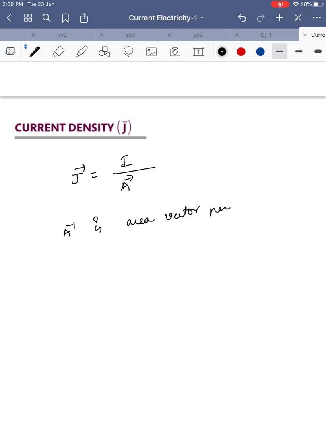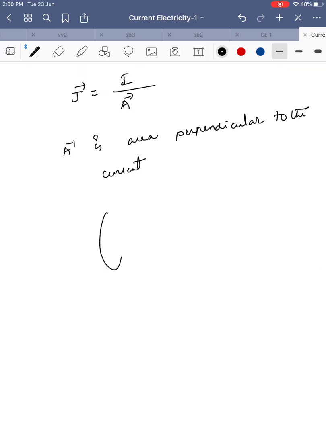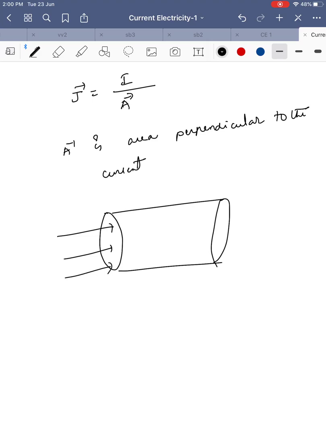The area vector is parallel to the current flow, where A bar is the area perpendicular to the current. Say this is the surface, and the current is passing in this direction. We should consider the area. If this radius is r, the area will be pi r square.